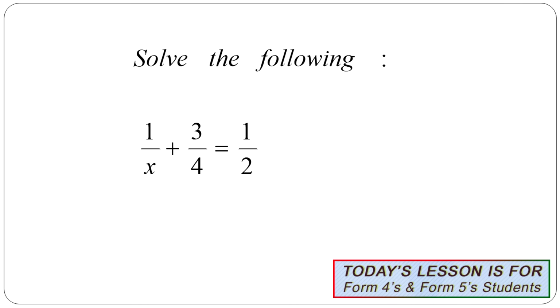Solve the following. Read along with me. 1 over x plus 3 over 4 is equal to a half. Let's try. So we are solving 1 over x plus 3 over 4 is equal to a half. Erin, are you going to assist us in solving this equation? Yes, miss. So what is the first step?